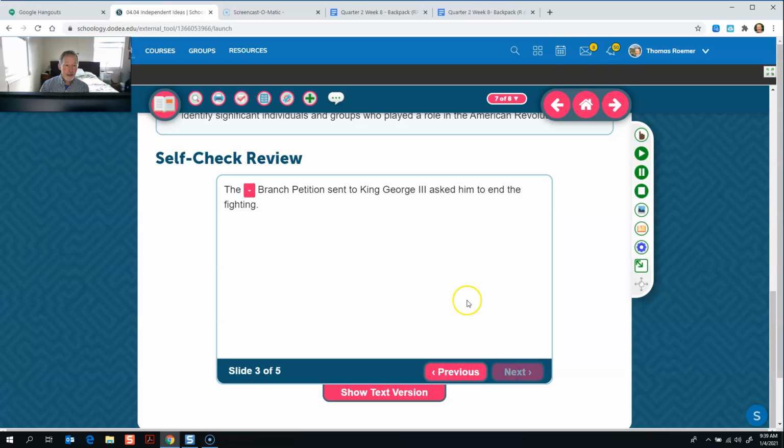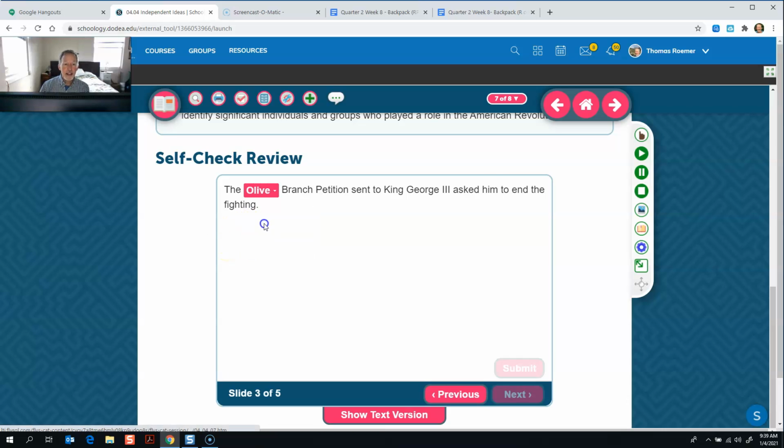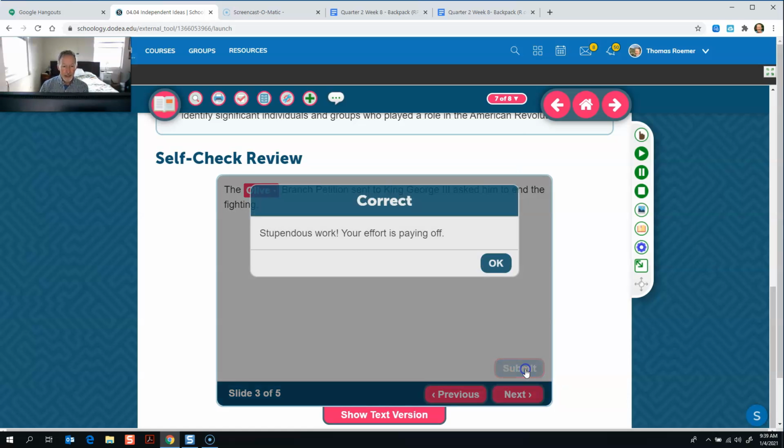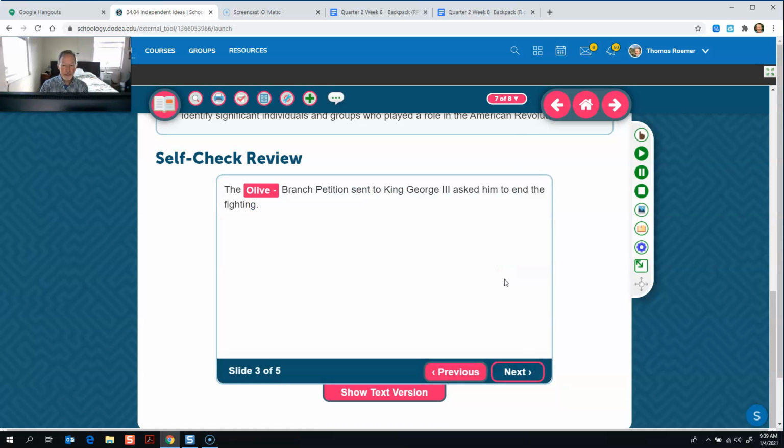The blank branch petition sent to King George III asked him to end the fighting. The cedar branch, the olive, maple, or pine? Think about it. An olive branch is a sign of peace. So they sent him a petition saying, hey, we just want to be friends. Let's stop this. All right, and is that correct? Yep.